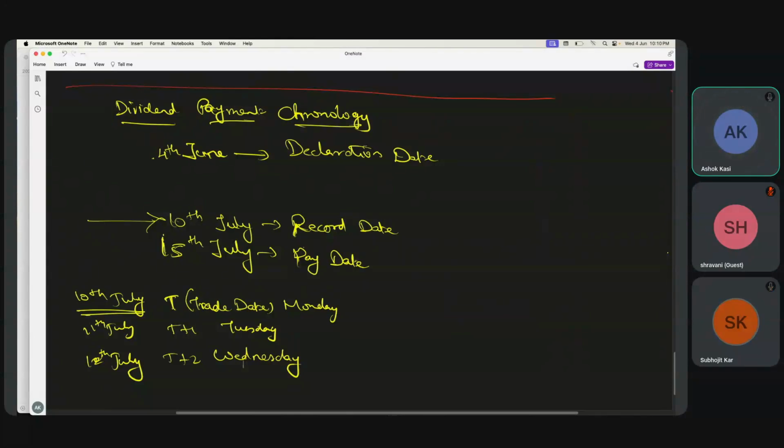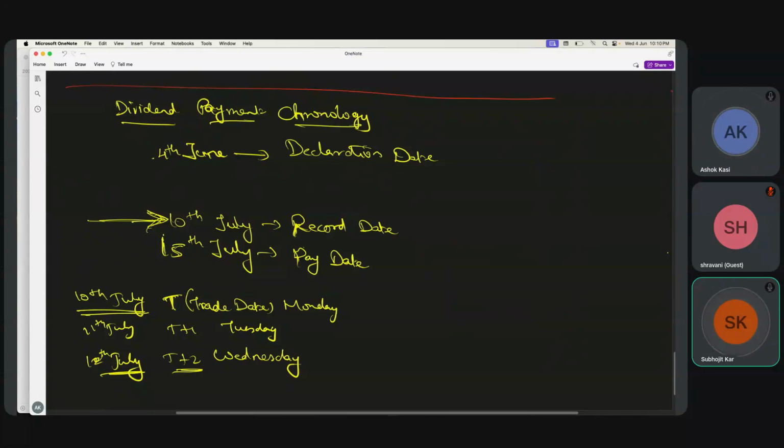Any idea? Sorry, sir. See, on 10th you have entered into the trade. It will get settled on T plus 2, 12th July. So here, when this company is paying dividend, whom will they pay the dividend to? To the new buyer who bought on 10th July or to the seller? To the seller, right? Because the buyer will become the owner only on 12th July.